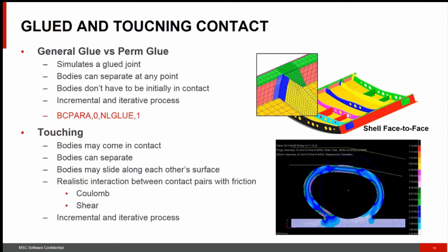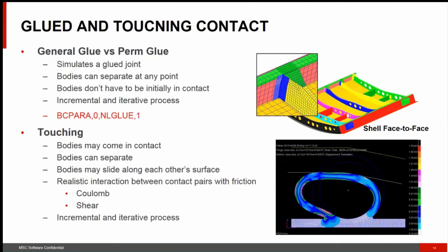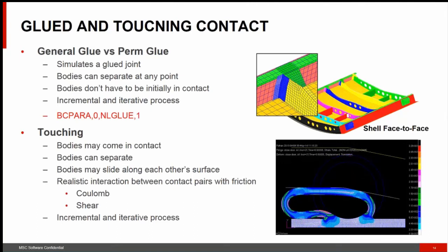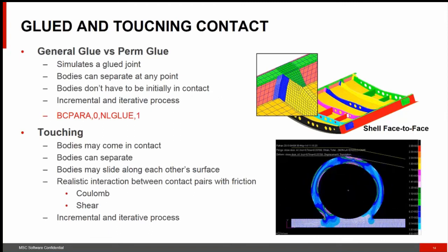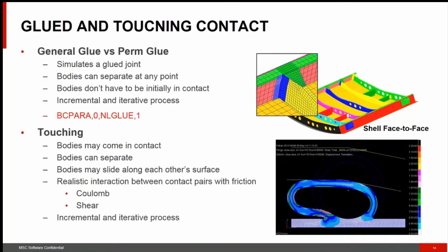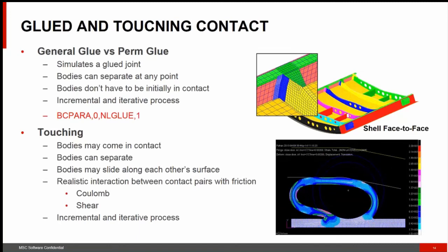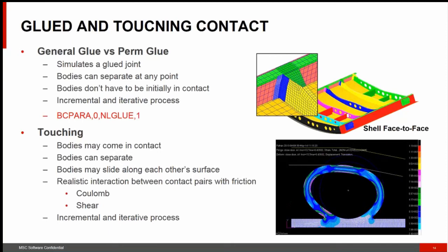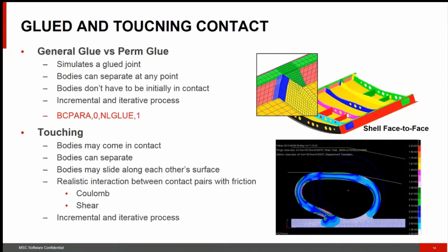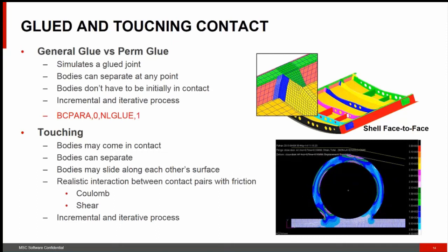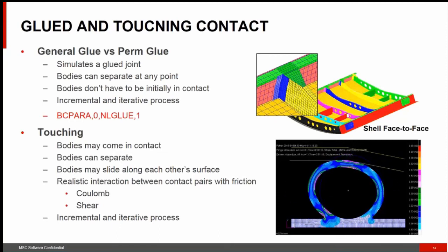Now, we've discussed the glue, but what about touching contact? For touching contact, parts can come into contact in compression and pull apart in tension. Compression loads are transferred, and the bodies may slide along each other's surfaces, whether friction is there or not. For touching contact, in order to calculate the real behavior of the structure, it's important to include friction if the model dictates so. Optionally, the tangential load can be transferred when friction is defined. The touching option is only available in solution 400, 101 and 700.